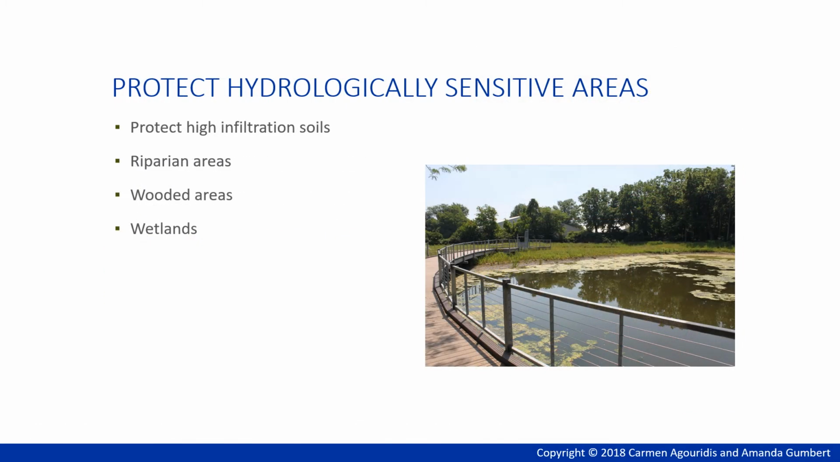Hydrologically sensitive areas are largely those responsible for higher infiltration rates, evapotranspiration rates, and/or water storage. Examples include soils such as sands and loams, as well as riparian areas, wooded areas, and wetlands.